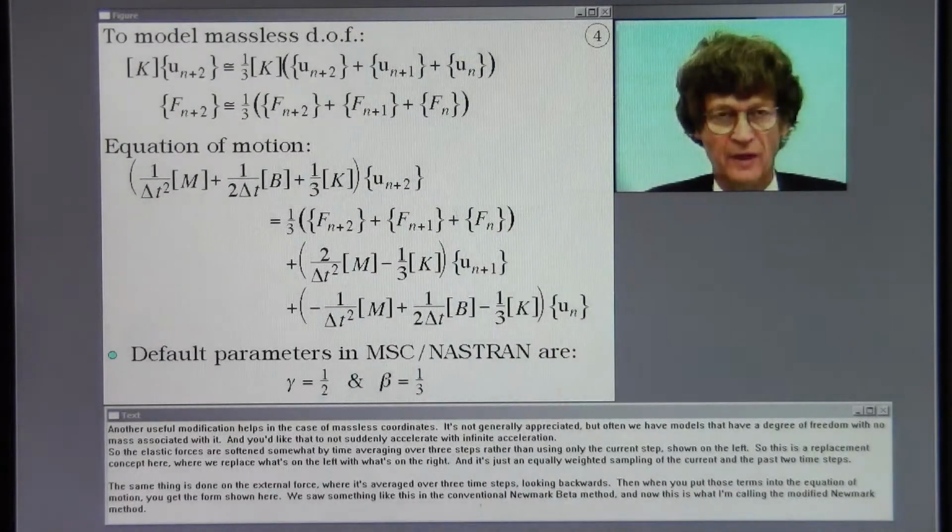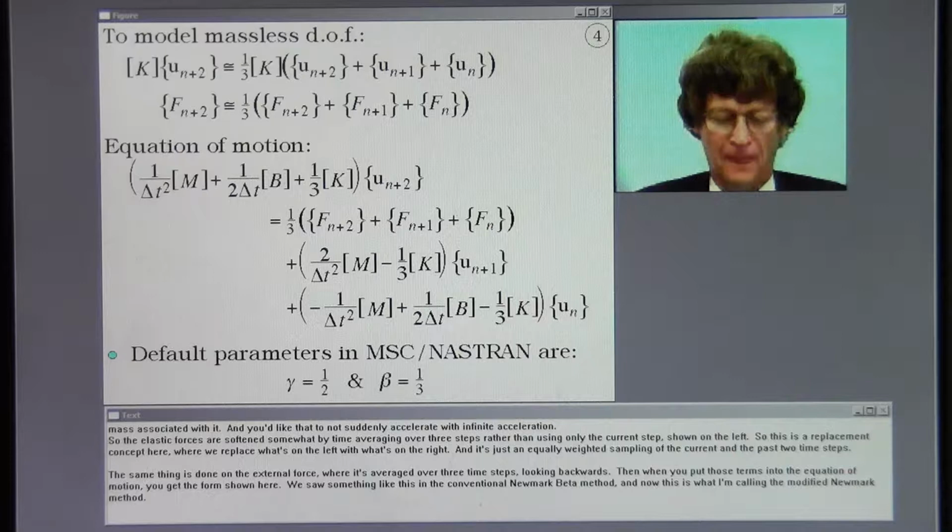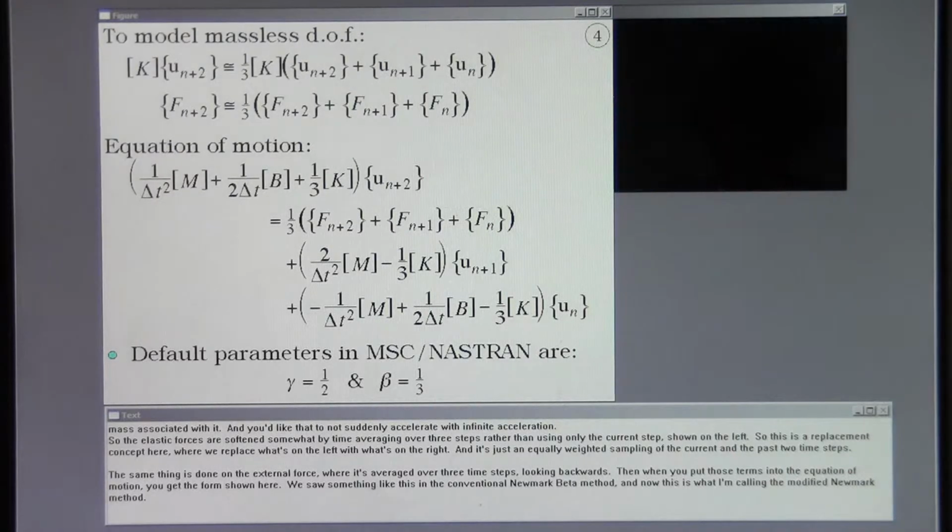Another useful modification helps in the case of massless coordinates. It's not generally appreciated, but often we have models that have a degree of freedom with no mass associated with it. And you'd like that to not suddenly accelerate with infinite acceleration.